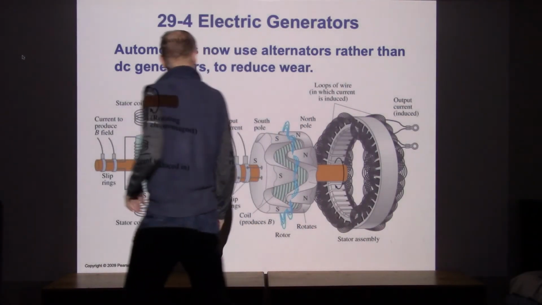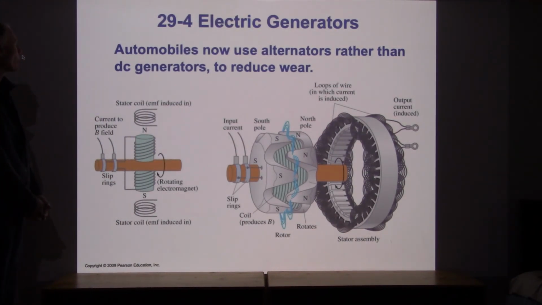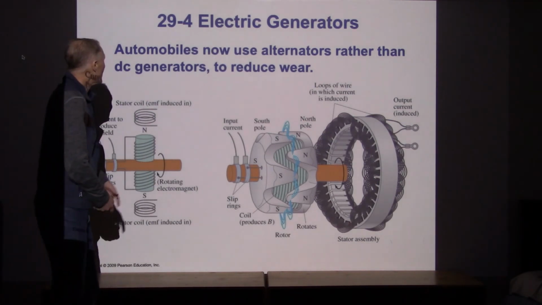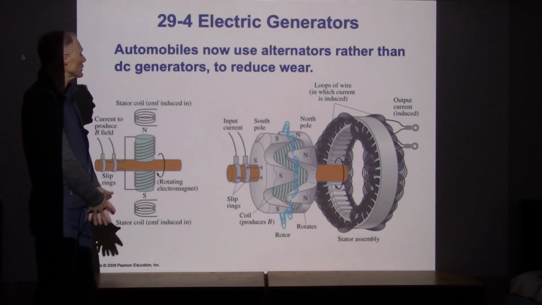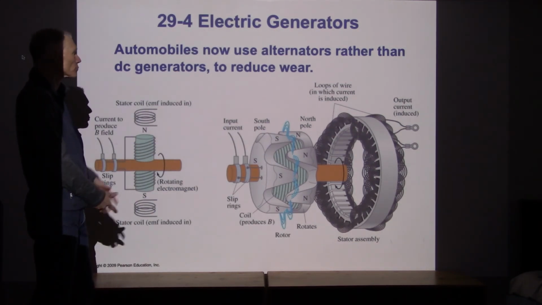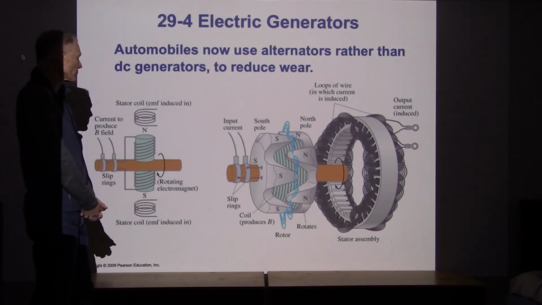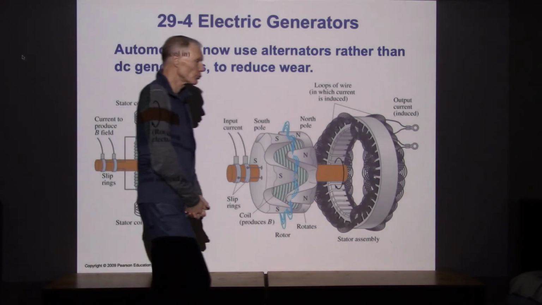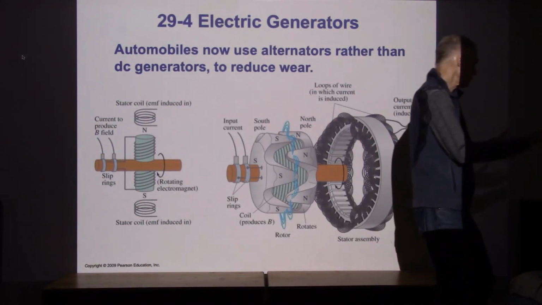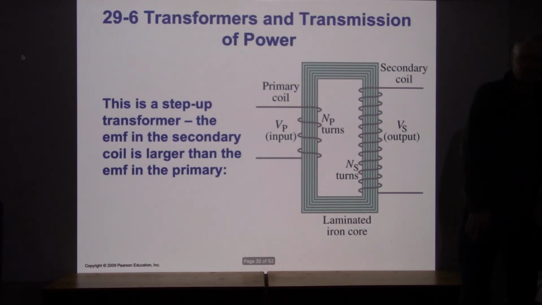Here's a more complicated picture. When you start taking electrical generators apart, they're more involved than the simple drawings that we've drawn. In automobiles, alternators are used rather than DC generators, so it's an AC EMF or an AC power supply that's used in an automobile. But that's what these generators and alternators look like.